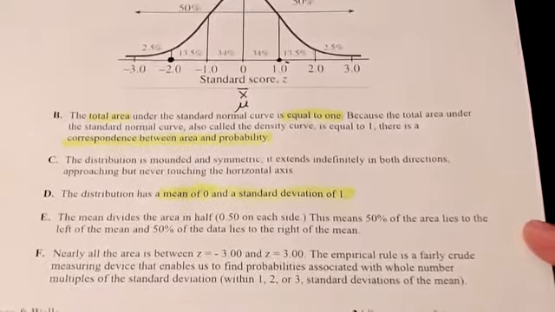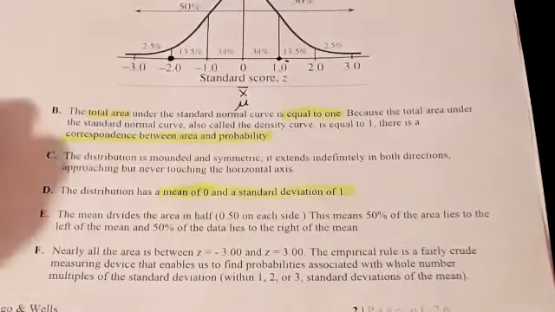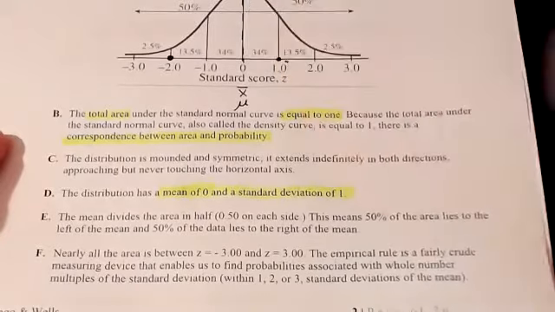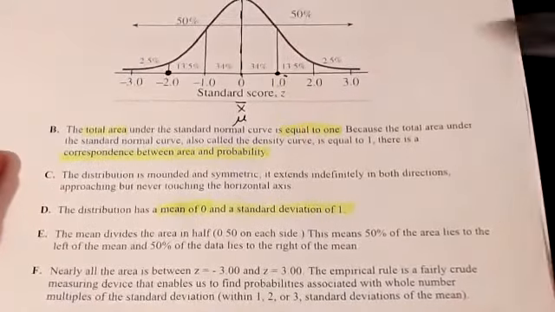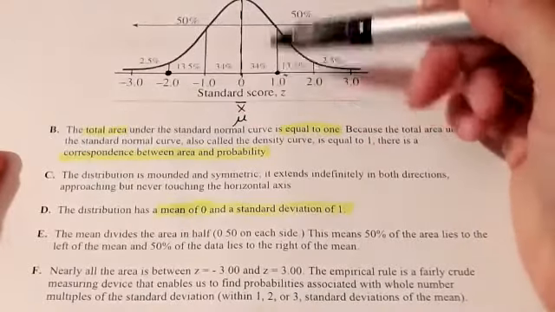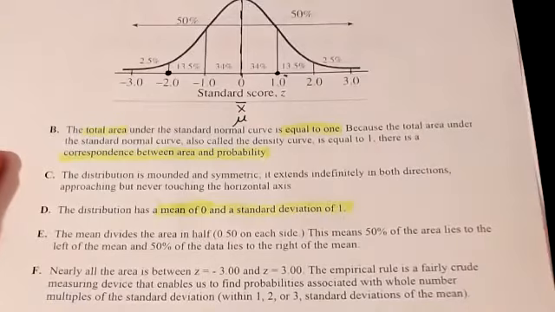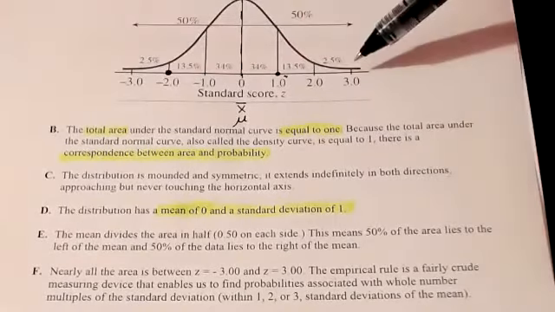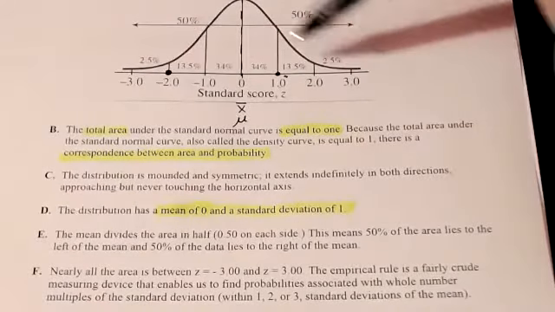The mean divides the area in half by 0.5 on each side. This means 50% of the area lies to the left of the mean, and 50% of the data lies to the right of the mean. Yes. Okay. And then F, nearly all the area is between z equals -3 and z equals +3.